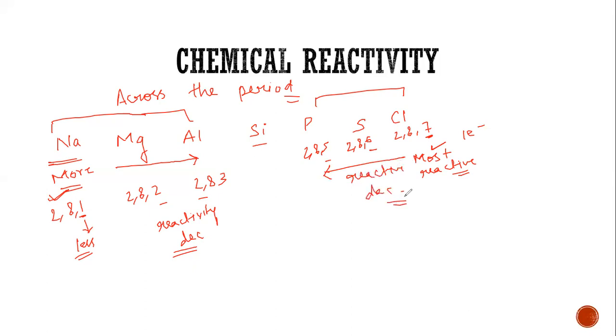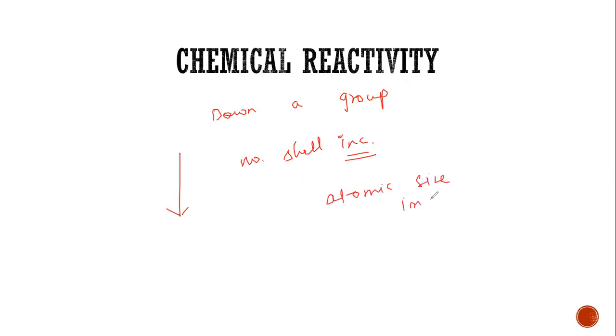Further, as we move along, the reactivity will decrease. Now let's see the case of moving down a group. When we move down a group, the number of shells increases. We have just seen this in the metallic characters and the non-metallic characters also. So the number of shells increases, which means the atomic size increases, due to which it can easily lose electrons, and the metallic character increases.